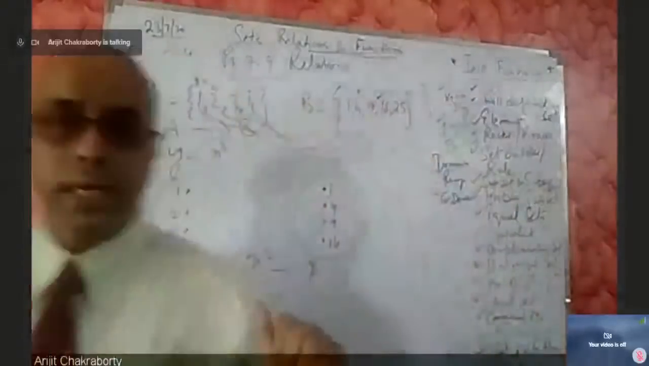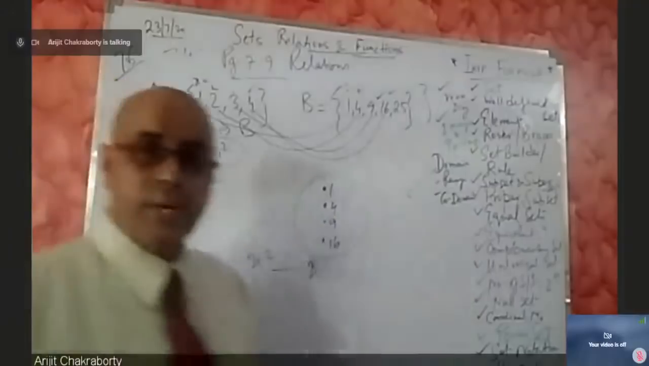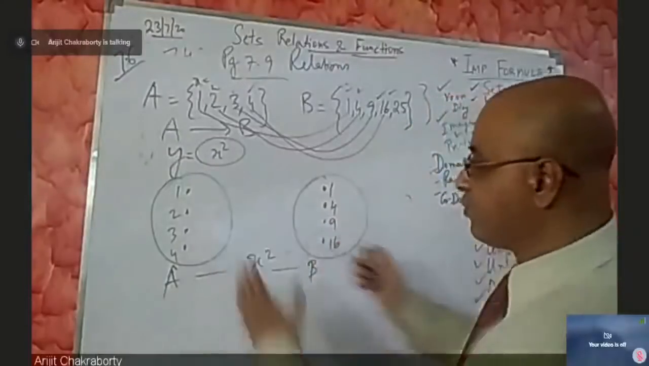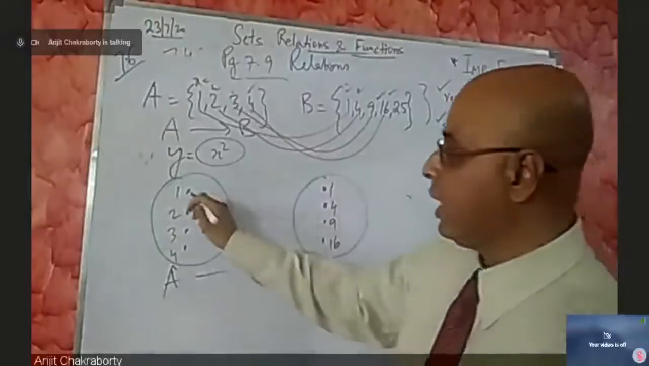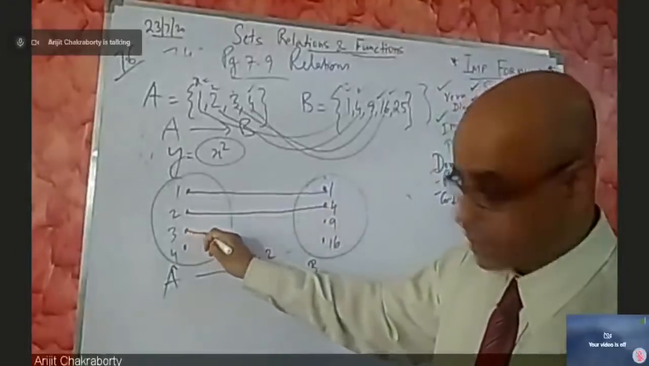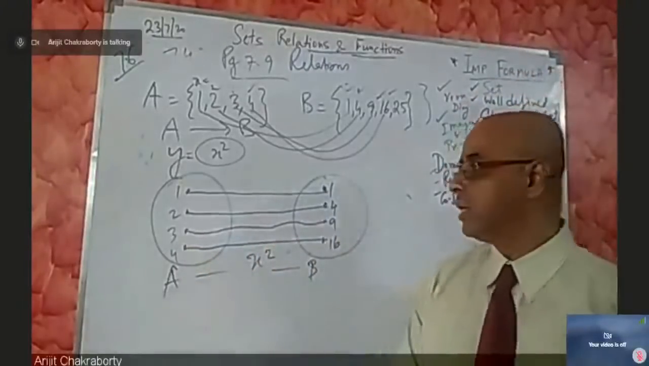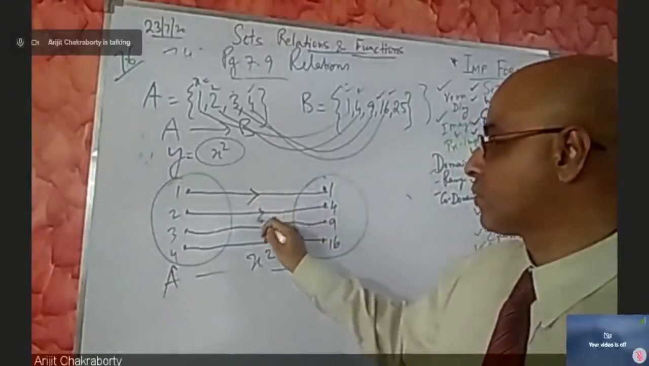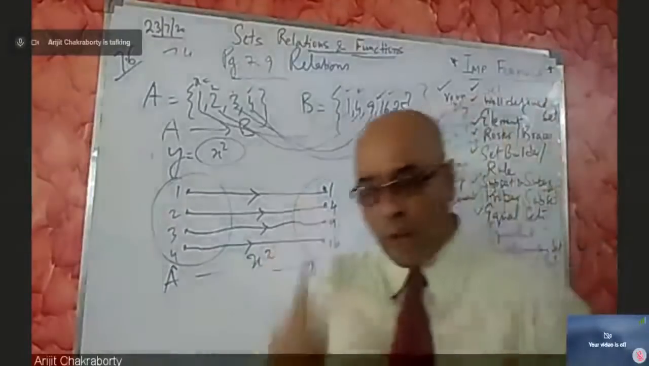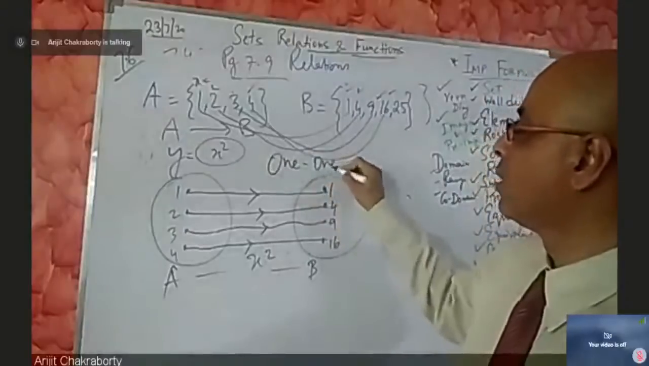Now please note, dear friends, that these different elements in A have different images in set B. So 1 is connected only with 1, 2 is connected only with 4, 3 is connected only with 9 and 4 is connected only with 16. This is mapping, and the direction is this, of course. This is called a 1-1 function, that means one-to-one mapping.